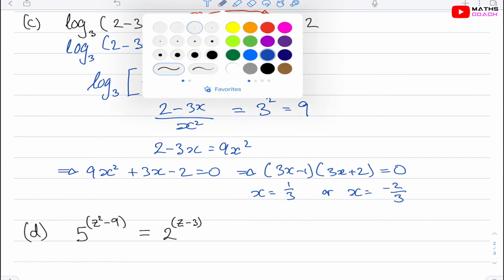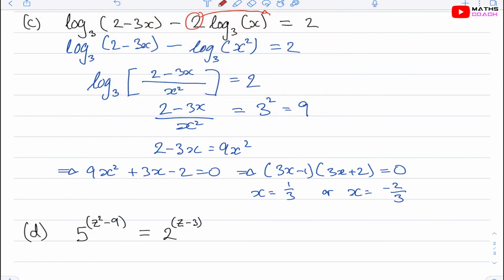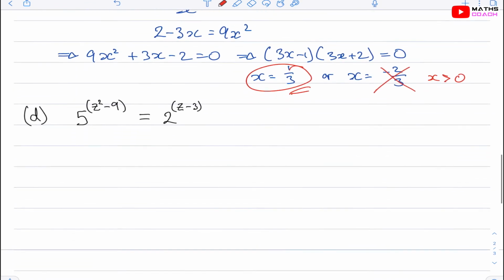Now just like before, x has to be greater than 0, otherwise if you look here, this log term won't be valid because you can't have log of 0, in which case we can cross out the negative solution, so our answer is just going to be 1/3 for this question. Now moving on to the final question.